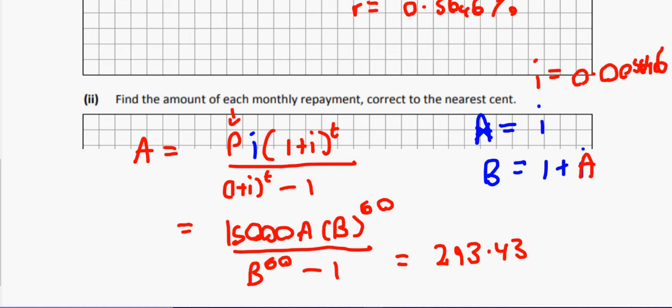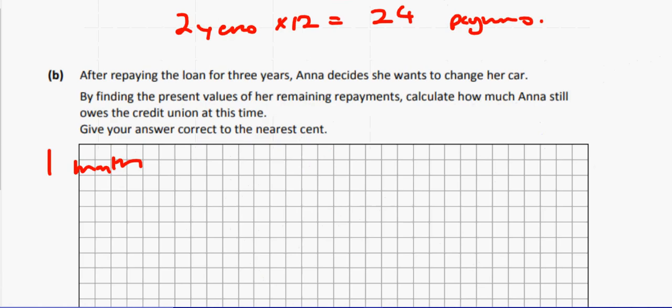Now, after repaying the loan for 3 years, Anna decides she wants to change her car. By finding the present values of her remaining repayments, calculate how much Anna still owes the credit union at this time. Okay, so how much does Anna owe the credit union at this time?